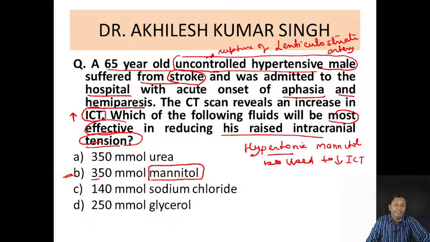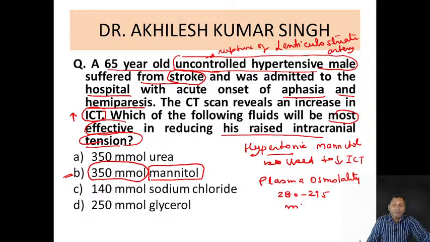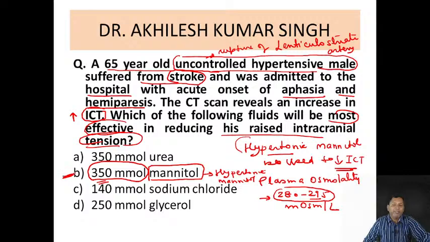Now let us see whether this is hypertonic or not. It is 350. You know very well what the plasma osmolality is. Plasma osmolality equals 280 to 295 milliosmoles per liter. Here it is 350. The plasma is 280 to 295, so 350 is more than that. So this 350 mannitol is hypertonic mannitol, and I told you that hypertonic mannitol is used to decrease the intracranial tension. So the answer definitely is B. Remember, the tonicity of the mannitol should be more than this normal value, then it will be hypertonic. This is an example of hypertonic mannitol.